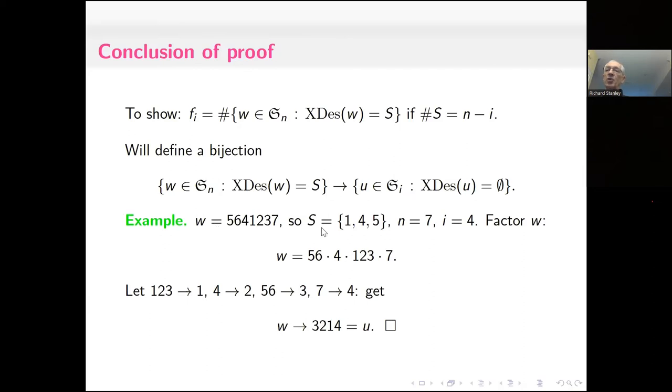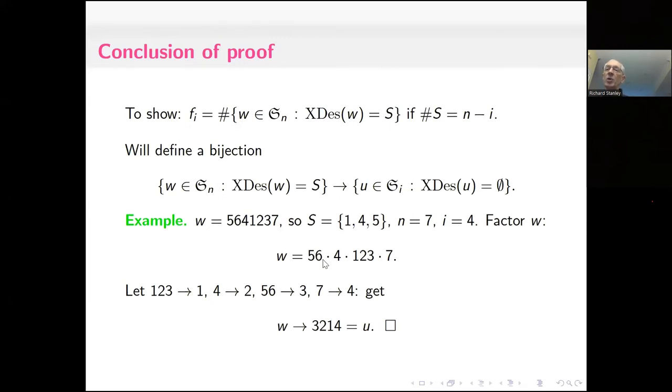Let's take this permutation. S is 1, 4, 2. Those are the positions of the successions. In the first position, there's 5, 6. In the fourth, 1, 2, and 2, 3. Of course, n is 7, i is 4. The cardinality of S is n minus i, which is 3.